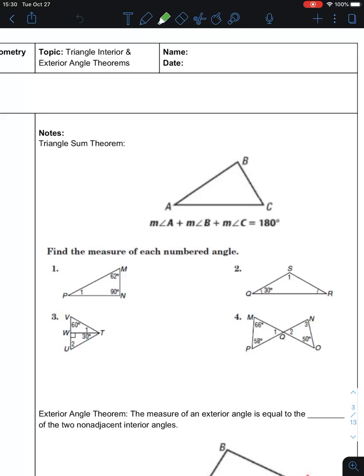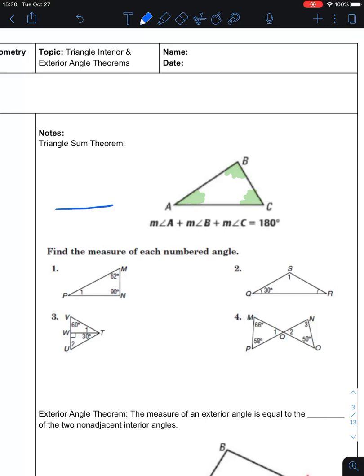So the triangle sum theorem about the interior angles of a triangle, and by interior I mean the angles that are inside the triangles. So those three angles are interior angles. The interior angles of a triangle add up to 180 degrees. So A and B and C equal 180 degrees.